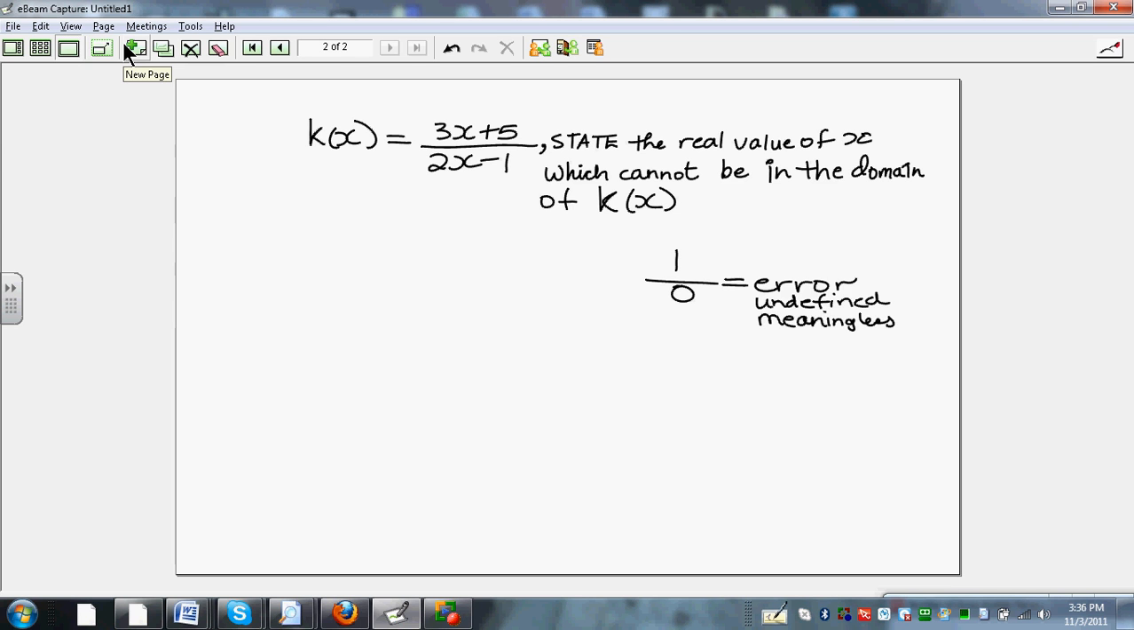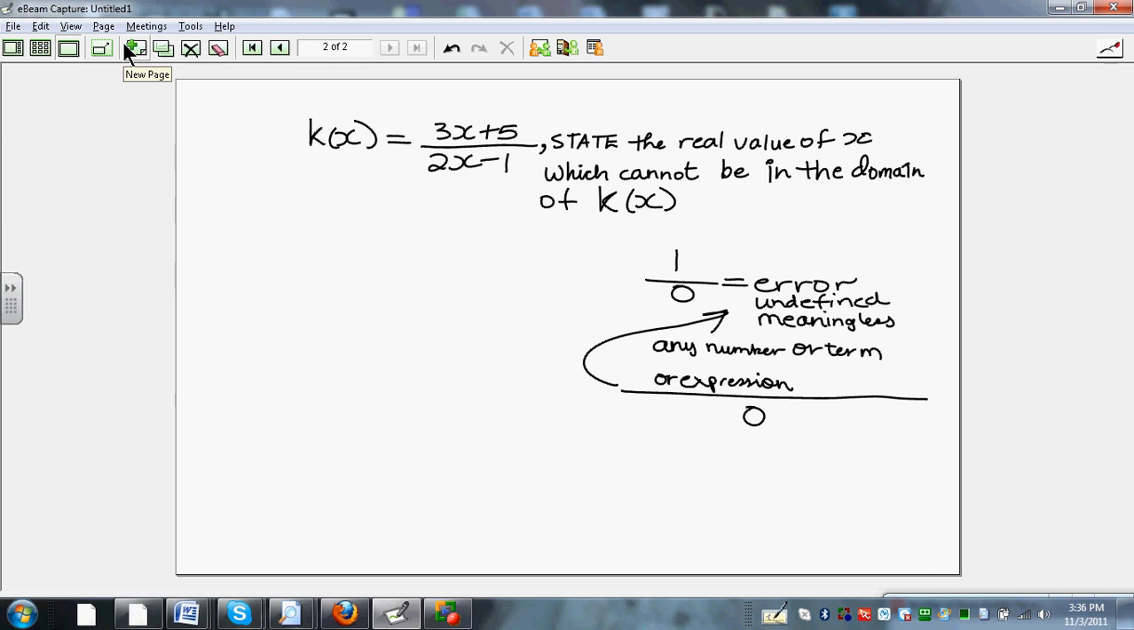Right? So whenever we have 1 divided by 0, or as a matter of fact, any number or term or expression divided by 0, you get the same exact situation. Okay? So I want you to be aware of that.